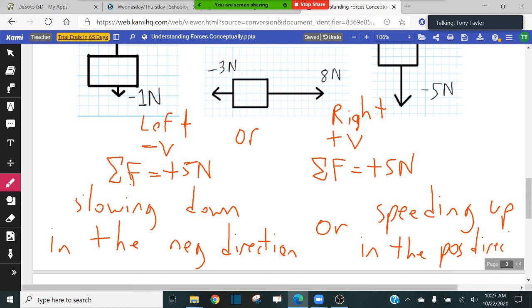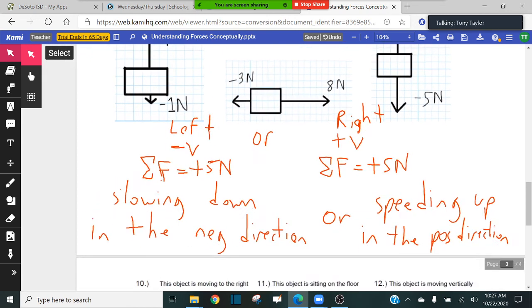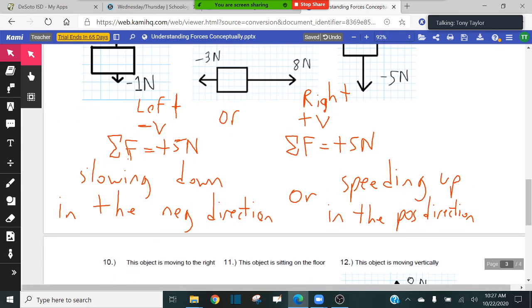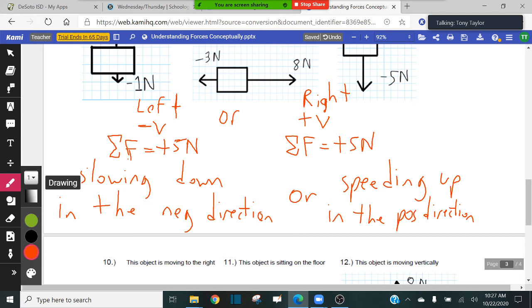I am running out of room. Okay, I got it. Sorry, my handwriting is messy. Hopefully y'all can read it. So I'm just going to reset: we could either be slowing down in the negative direction or we could be speeding up in the positive direction. Those are our possible scenarios for our situation in which our object is moving horizontally.